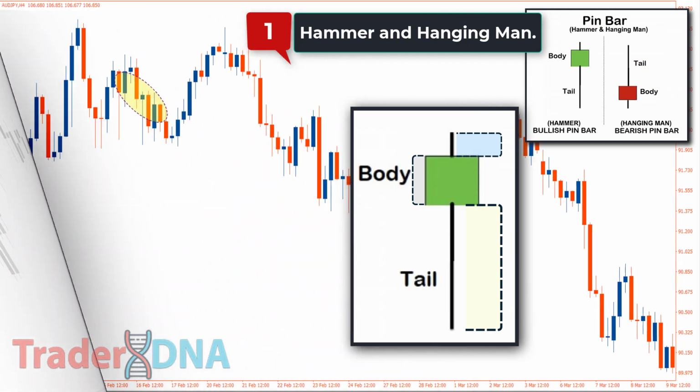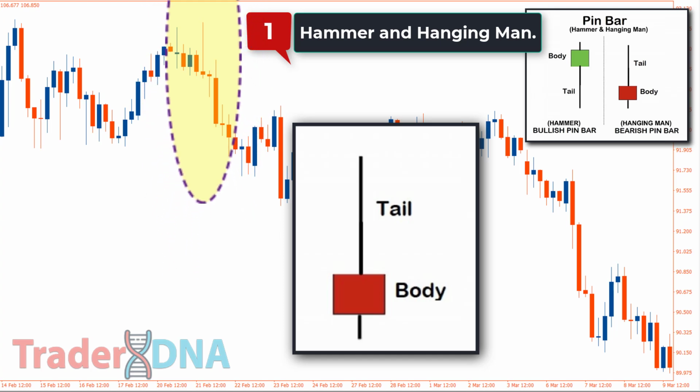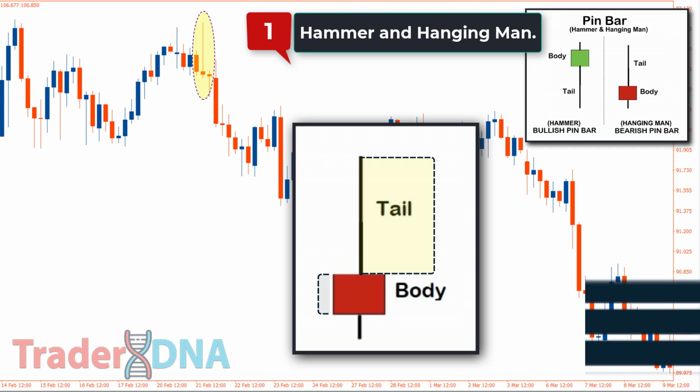Hanging man, or bearish pin bar. This bearish reversal pattern is the opposite of the hammer. It forms at the top of an uptrend and has a small body near the bottom of the candlestick, with a long upper shadow, upper wick. The long upper shadow suggests that buyers push the price higher during the session, but sellers manage to bring it back down, closing near the low of the day.